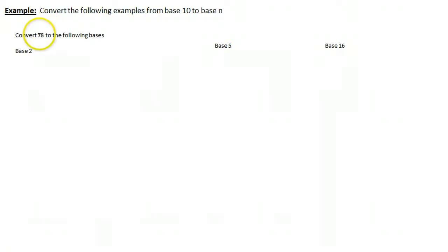What we're going to do is convert 78 into base 2, then into base 5, and then into base 16. To do this, you start by taking your number, which in our case is 78, and you divide it by the base. So if I want base 2, I'm going to divide it by 2. There's two things that I really want to pull out of this. One is what I actually get when I divide it. So I get 39, and then I also want the remainder. This is going to give me a remainder of 0.